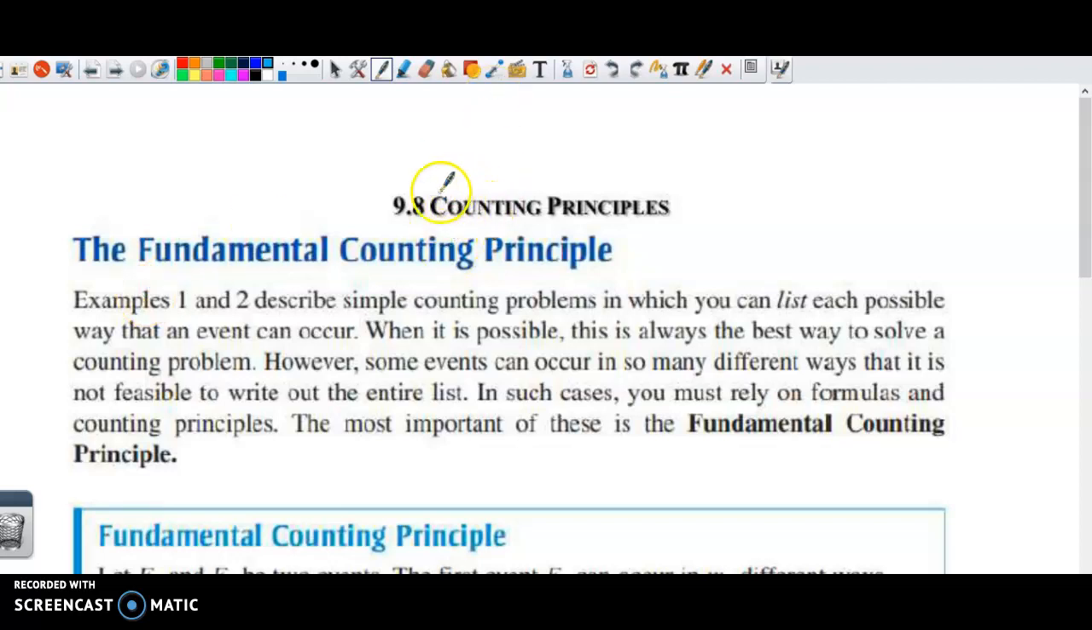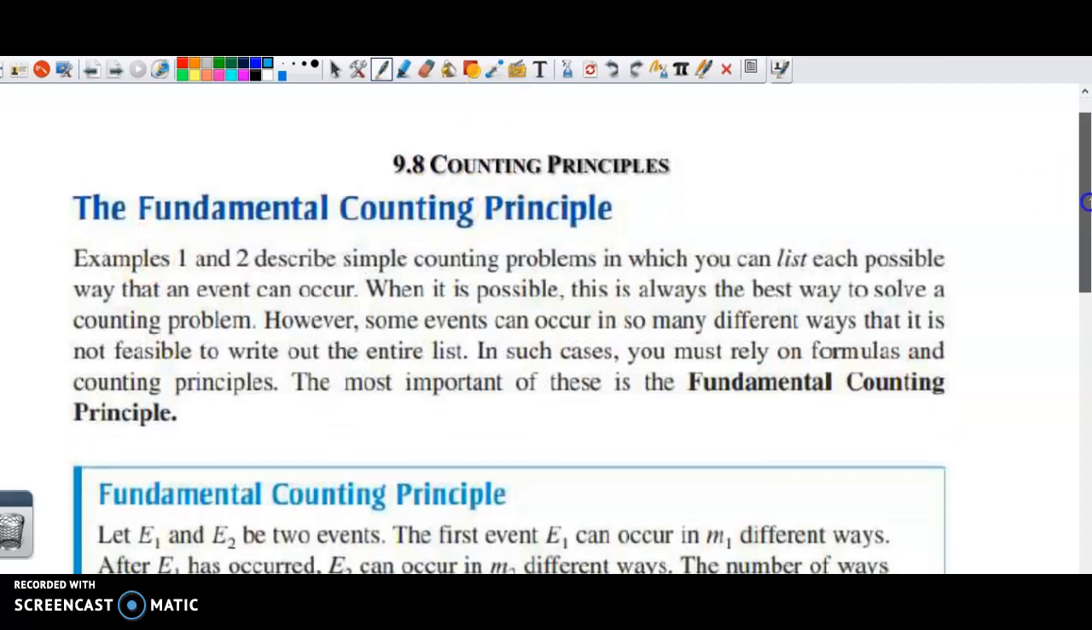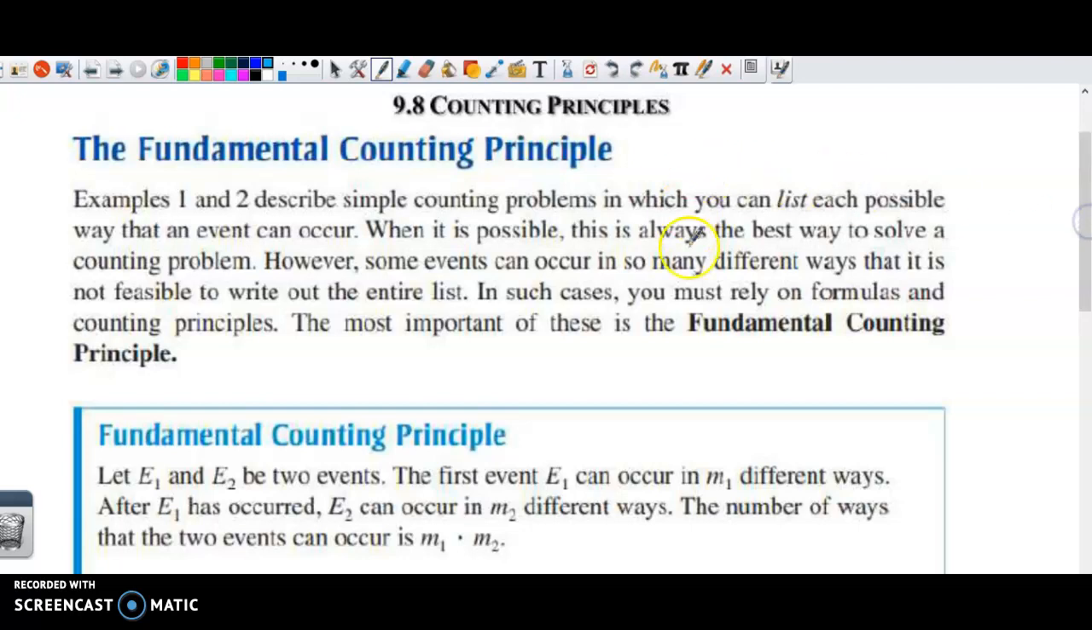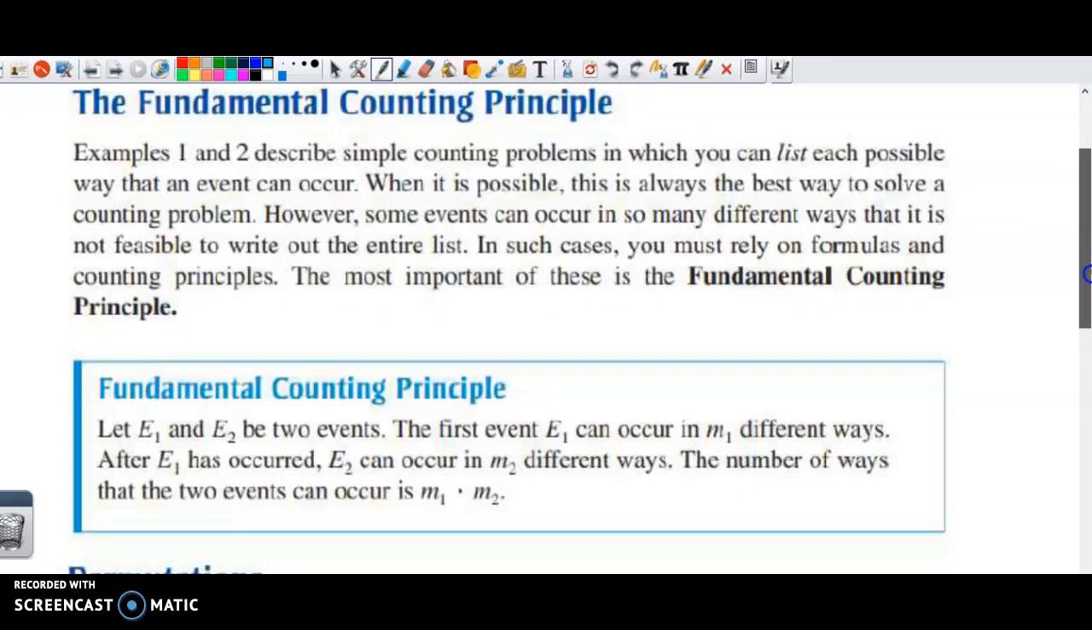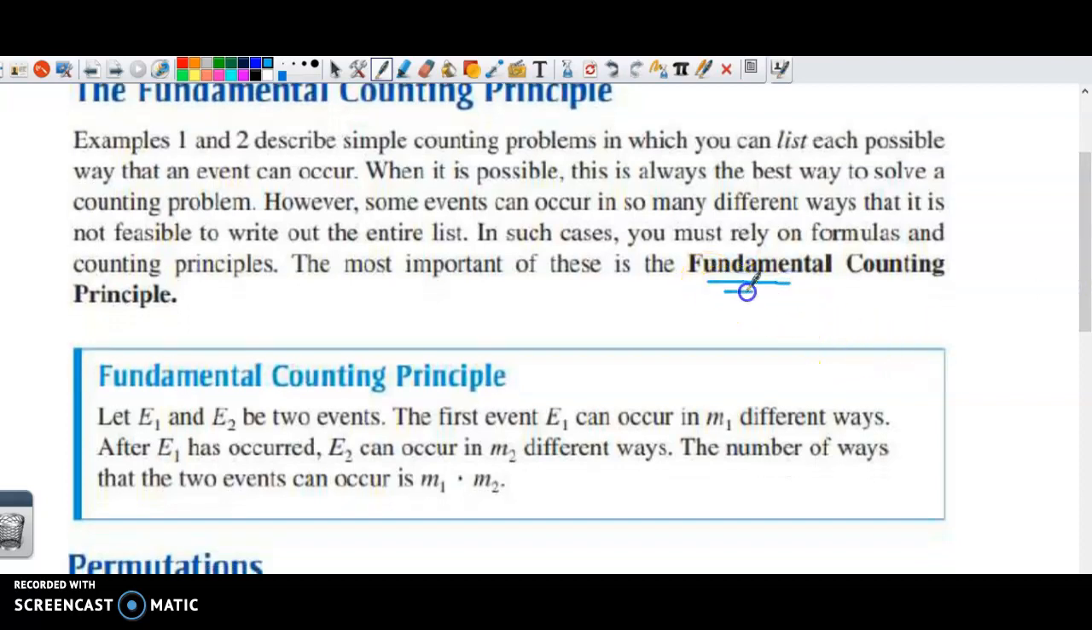Hey, pre-calc, we're going to start in with 9.8, and there's a lot of definitions, a lot of problems going on here, and it starts with the fundamental counting principle.